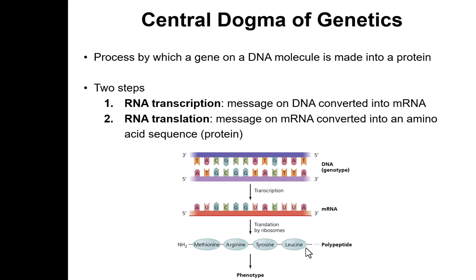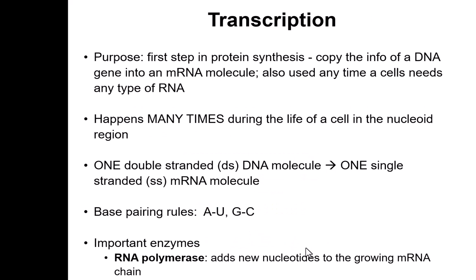All right, so let's look at transcription in a little more detail. Since we're talking about the central dogma and going from gene to protein, we are talking about the first step in protein synthesis. We want to copy that information on the DNA gene and put it into a messenger RNA molecule. This can happen many times during the life of the cell, and it happens in the nucleoid region because that's where the DNA is. We start with one double-stranded DNA molecule, and we end up with one single-stranded messenger RNA molecule.